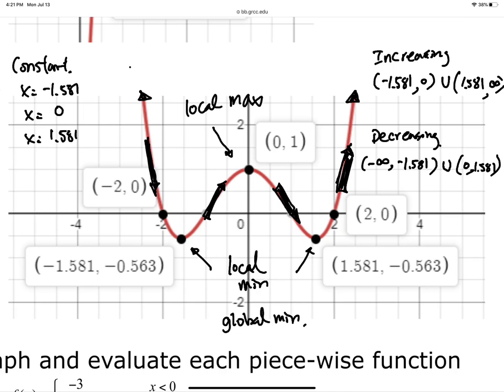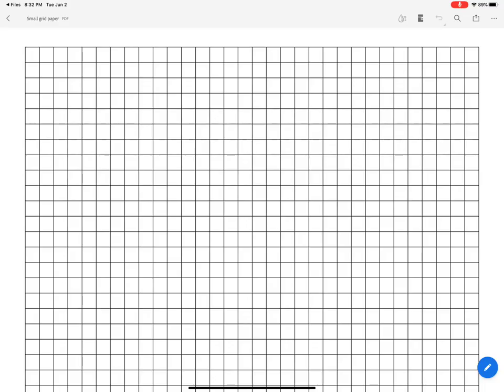All right, let's move on to the next one. The next one, we're supposed to graph and evaluate each piecewise function. So let me pull out the graph and see what we have. Here we go. Our function, I'm going to write in the upper corner. This is f of x equals negative 3 and 2x plus 3. And negative 3 happens when x is less than 0.